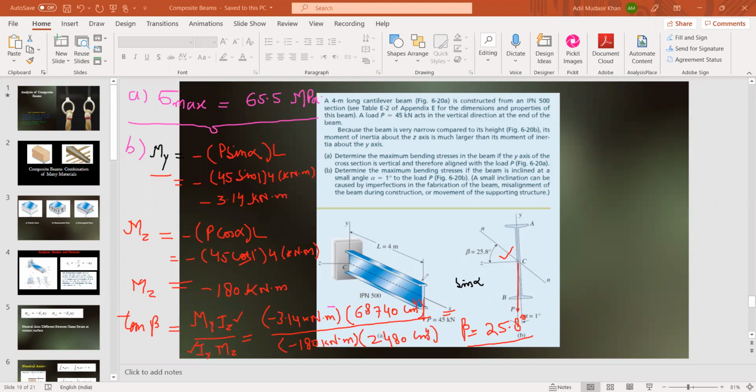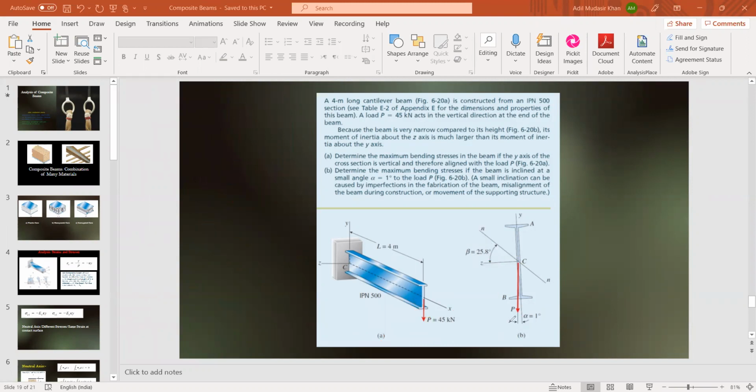Okay. That is when the beam is inclined. So be careful. This is something very, very important. When the beam axis is inclined by 1 degree, the neutral axis changes by 25.8 degree. So a slight change in the beam axis is responsible for a huge change in the neutral axis. Now the neutral axis initially was along z axis. Now the neutral axis is at an angle 25.8 degree with respect to the z axis. So that is very, very important thing.